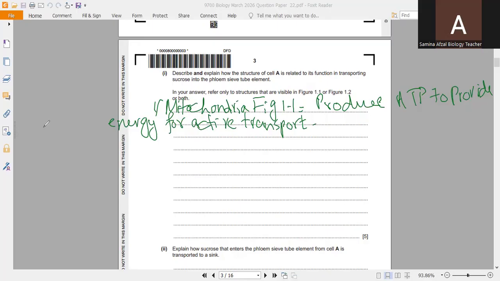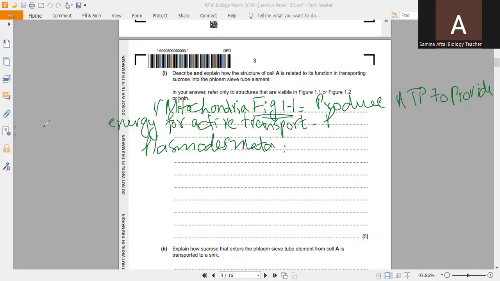Before going to Figure 1.2, I would like to discuss the plasmodesmata, which are visible in Figure 1.1. The plasmodesmata provide a direct cytoplasmic channel allowing the accumulated sucrose to readily diffuse from cell A into the phloem sieve tube element. So I would like to write this over there.